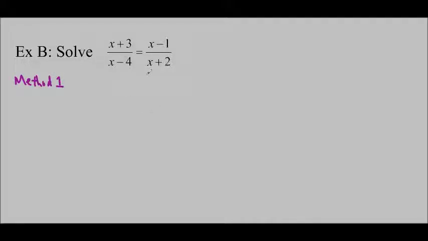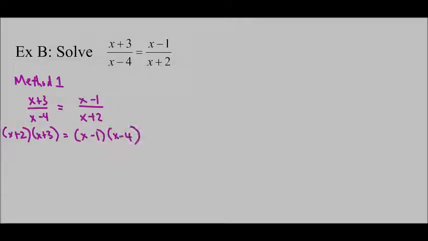So I'm going to use method number 1 again, which is going to be to multiply by the denominator. So basically we're just cross-multiplying here. So we get (x plus 3) over (x minus 4). I'm just rewriting the question. (x minus 1) over (x plus 2). When we cross-multiply, we're going to get (x plus 2) times (x plus 3) equals (x minus 1) times (x minus 4). And then we'll just multiply this out.